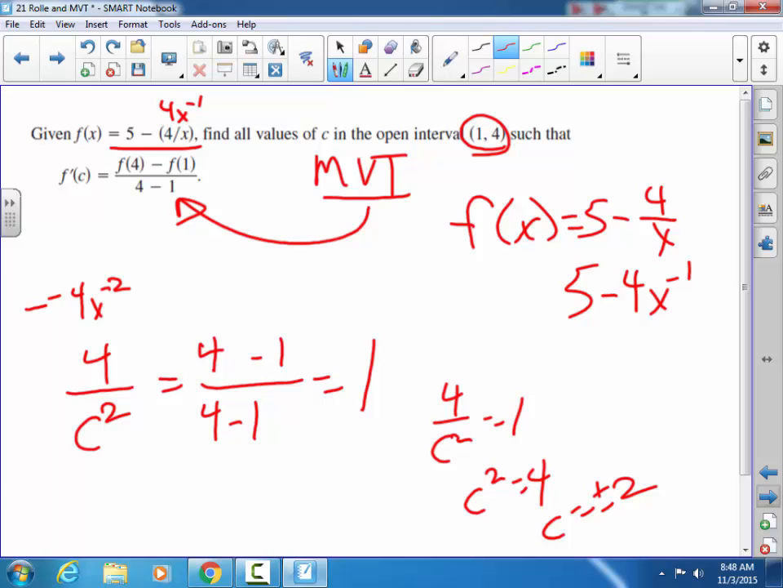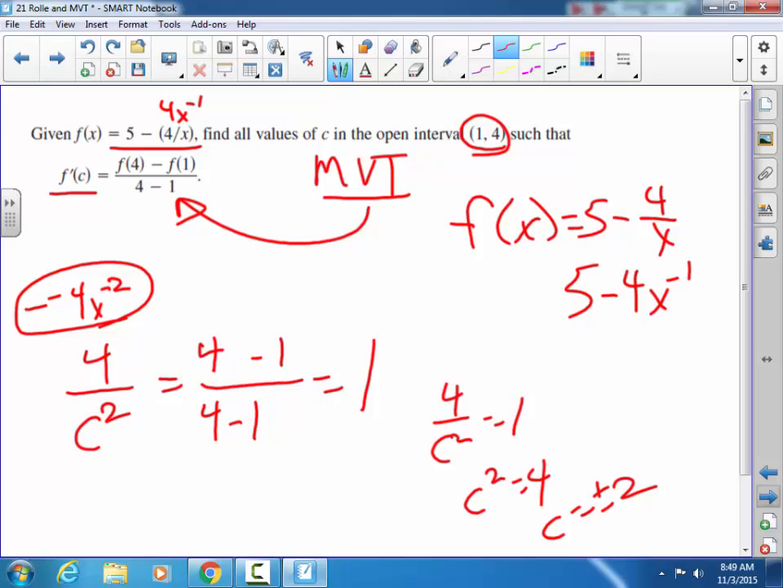Why would you go from x to c? Why did I change to c? Simply because it said f prime of c there. It wouldn't change anything if you left it as x. This is the derivative right here. But notice in the original problem it said f prime of c, so I just put c in place of it. Negative 2 is not an answer, people.